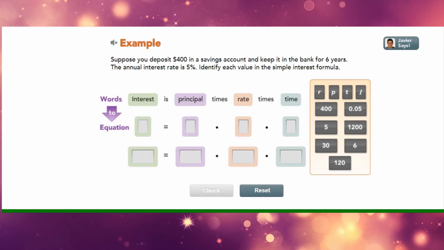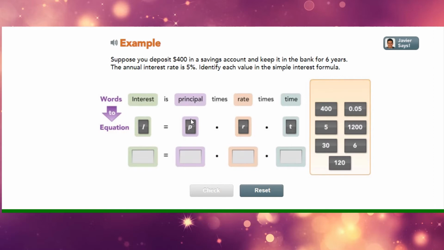Suppose you deposit $400 in a savings account and keep it in the bank for 6 years. The annual interest rate is 5%. Identify each value in the simple interest formula. The simple interest formula in words is interest is principal times rate times time. When we use the equation to represent interest, we use I. To represent the principal, we use P. To represent the rate, we use R. And to represent time, we use T.